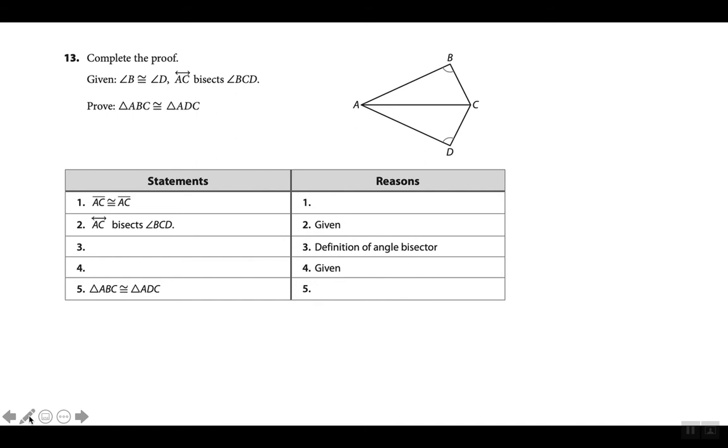It says, complete the proof given that angle B is congruent to angle D, and line AC bisects angle BCD. So line AC is bisecting angle BCD. All right, we have to prove that triangle ABC is congruent to triangle ADC.